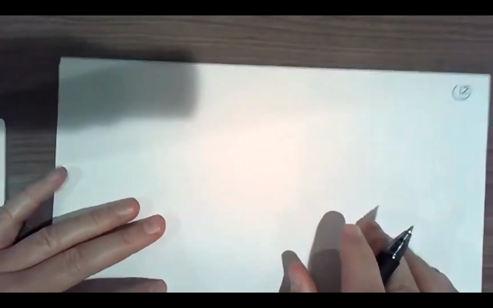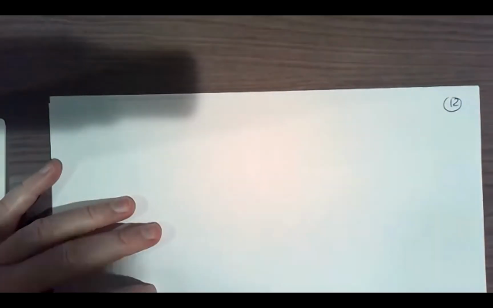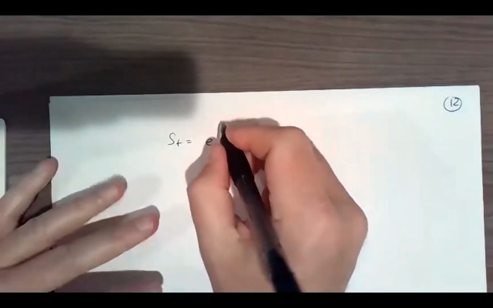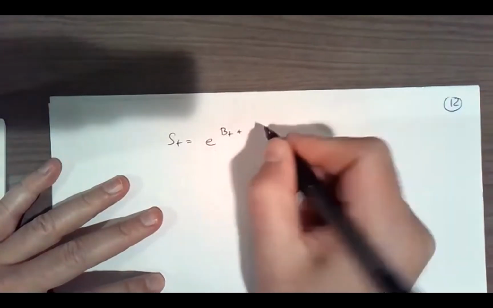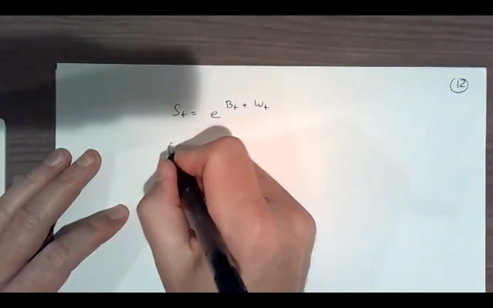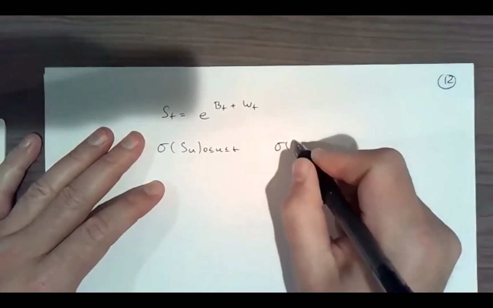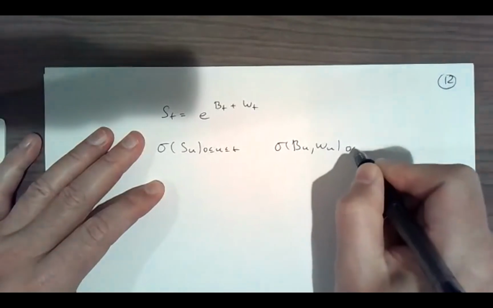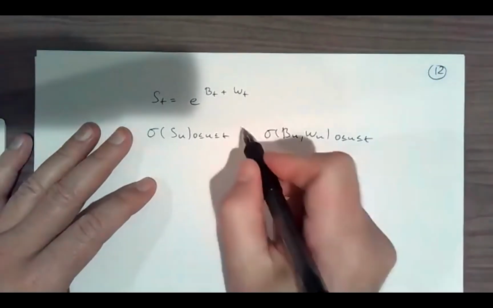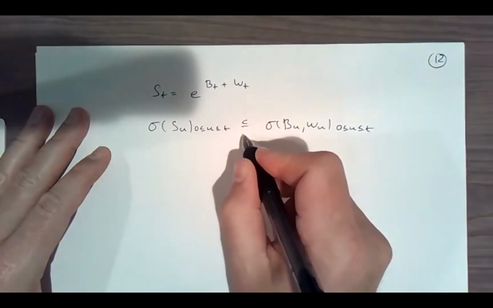So the answer is no. It basically amounts to something like you have your ST, it's going to be an exponential of, say, BT plus WT. Then you want to know the sigma algebra generated by S. How does it compare to the sigma algebra generated by B and W? This one here is our universe. So you are not going to get anything that's bigger than that. So you always have this inclusion. Now the question is, is it strict?